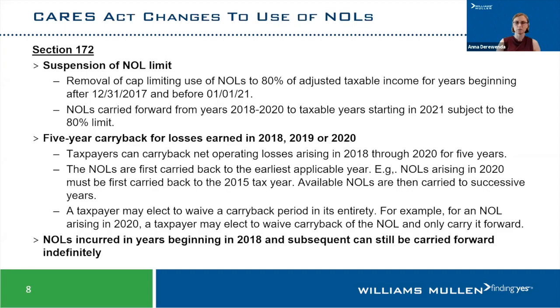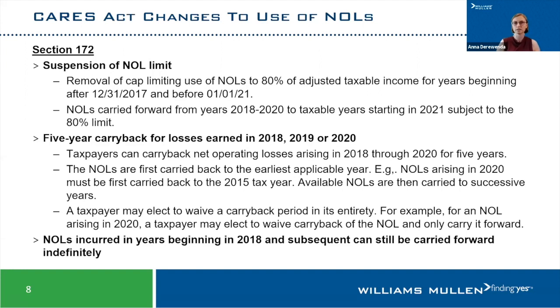So on the net operating losses, the TCJA had changed the rules. Prior to 2017, taxpayers could carry back losses 2 years and then carry them forward 20 years. The TCJA changed that so that taxpayers could no longer carry back losses and could carry them forward indefinitely. It also subjected taxpayers to a cap limiting their ability to use those losses to 80% of their adjusted taxable income. So the CARES Act reversed some of those or loosened them up a little bit, just temporarily.